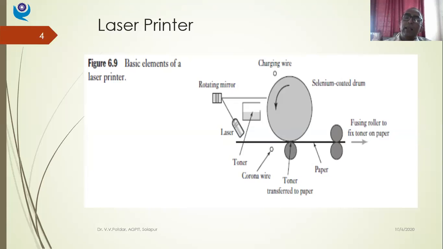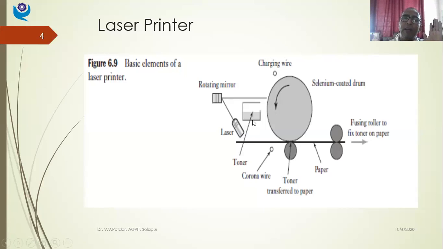So on the surface of this drum, I have a statement, "I study at AGPIT." Those lines or those letters will be in the form of charged area and uncharged area. So there will be the area on the drum which will be having "I study at AGPIT" in the form of variations in charge. Charged area in the form of letters and uncharged or low charged area in the form of white background. Now that will be moving down.